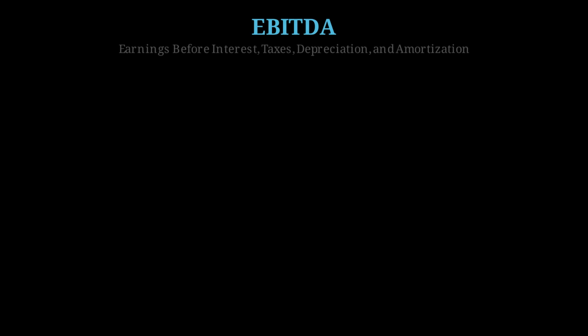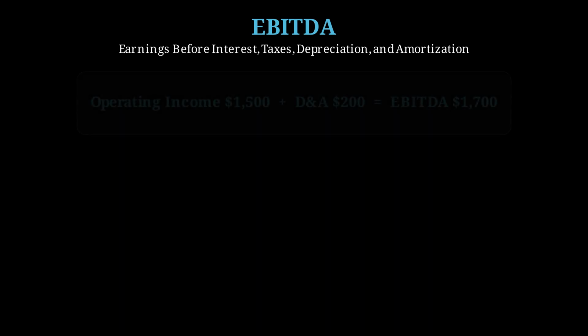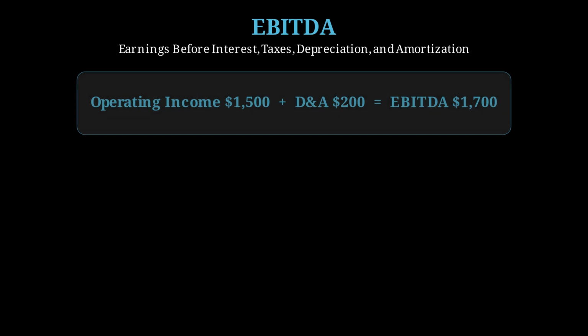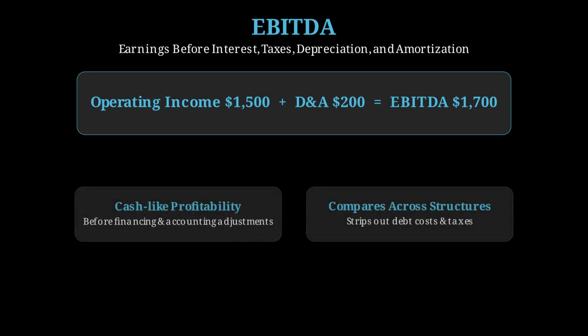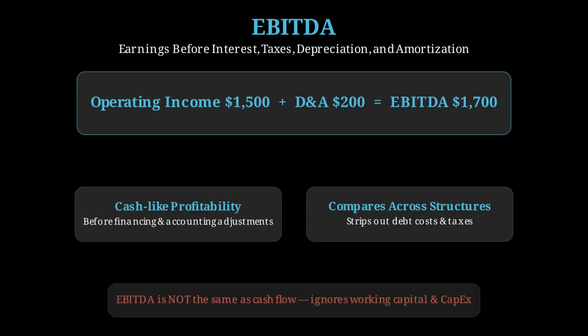EBITDA stands for earnings before interest, taxes, depreciation, and amortization. It is operating income plus depreciation and amortization. For our widget company, operating income is $1,500. Depreciation is $200. EBITDA is $1,500 plus $200, which is $1,700. EBITDA approximates cash-like profitability. It shows earnings before financing costs, taxes, and non-cash accounting adjustments.